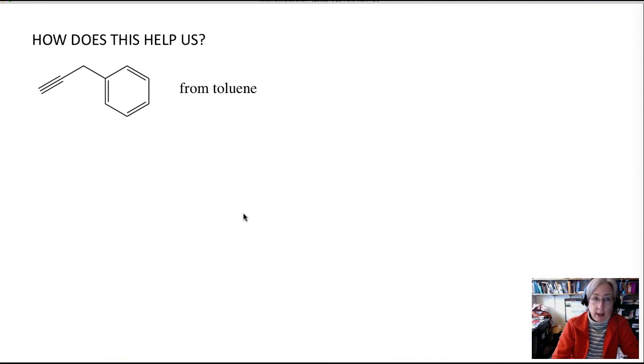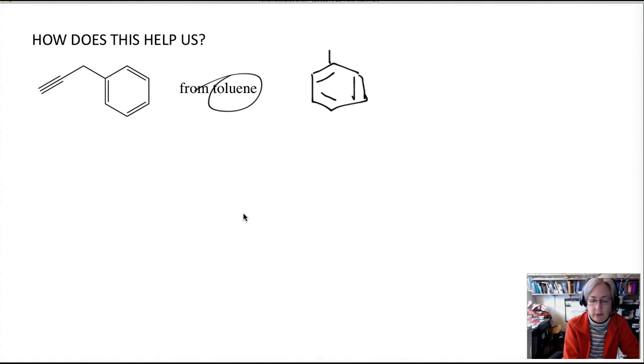So, how does this help us? It helps us a ton, because as you know, sometimes we want to put the functional group on the less substituted carbon. So for example, how could we make this molecule from toluene? Well, first problem here is, as usual, what the heck is toluene? Toluene is this guy. And when you see toluene, you say, that's just a hydrocarbon. Hydrocarbons don't do anything. Oh, but perhaps I could do some radical chemistry, like functionalizing at the benzylic position.